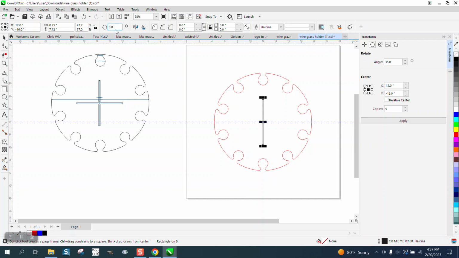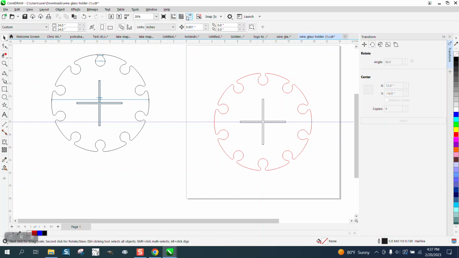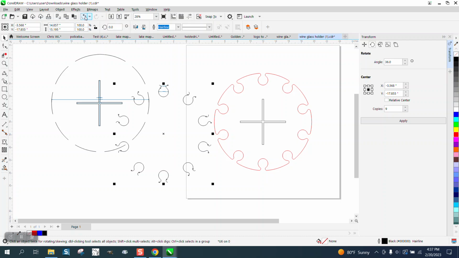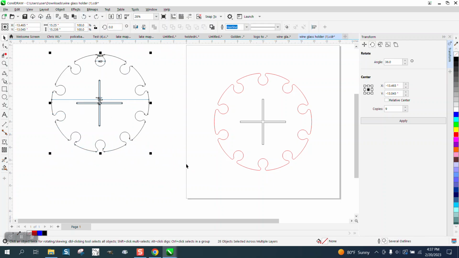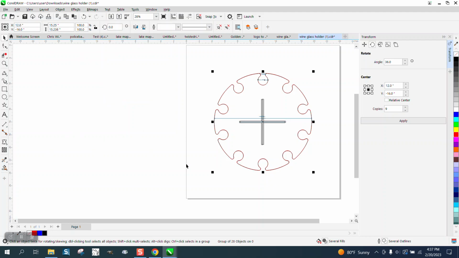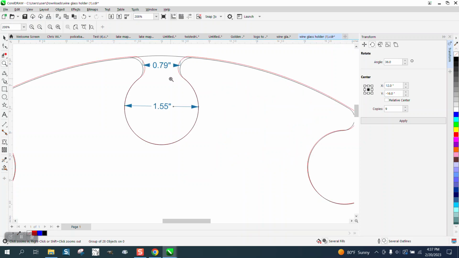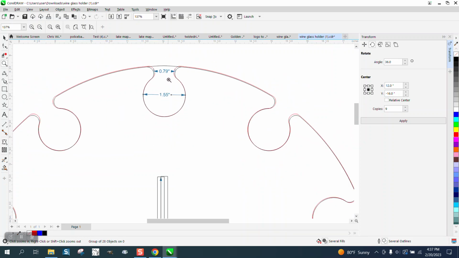Control D and make a duplicate. Rotate at 90 degrees. Grab both of those and weld them. Take away the indexing lines. There's that file. I almost guarantee it's dead on perfect. Control G to group that and hit P. Look at that, folks. I'm a little bit off.